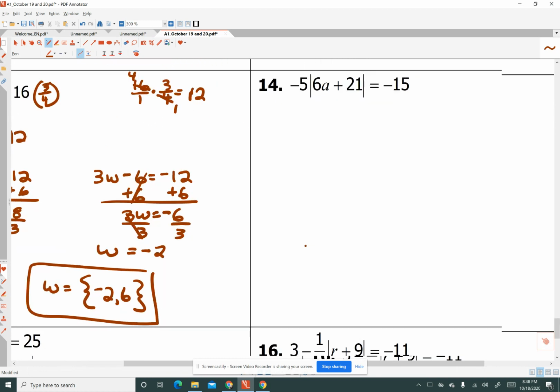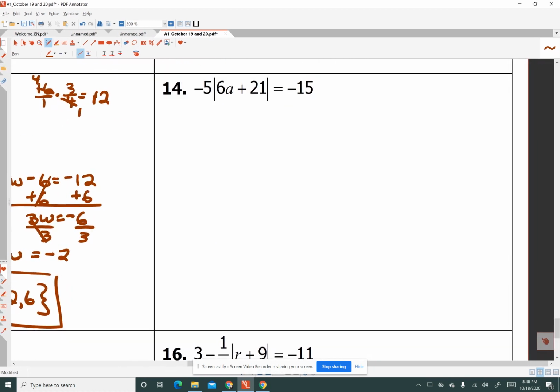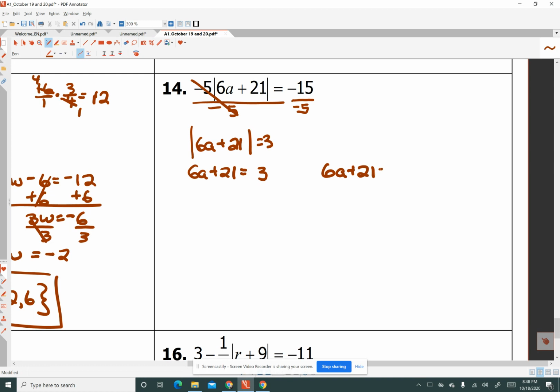Let's look at number 14. First thing I want to do is divide both sides by negative 5. Whatever I do to one side, I do to the other. And I have the absolute value of 6a plus 21 equals 3. Negative divided by negative is a positive. So that's okay. So I've got 6a plus 21 equals 3, and 6a plus 21 equals negative 3.